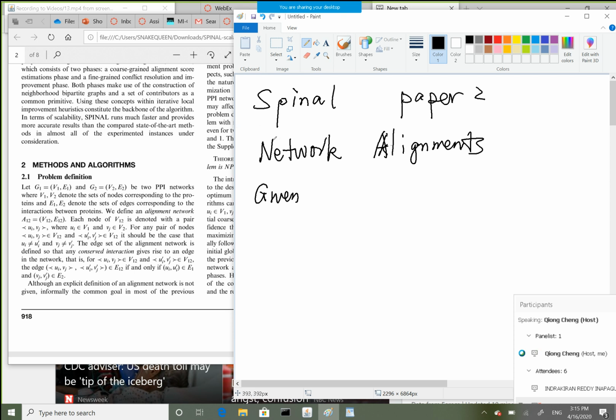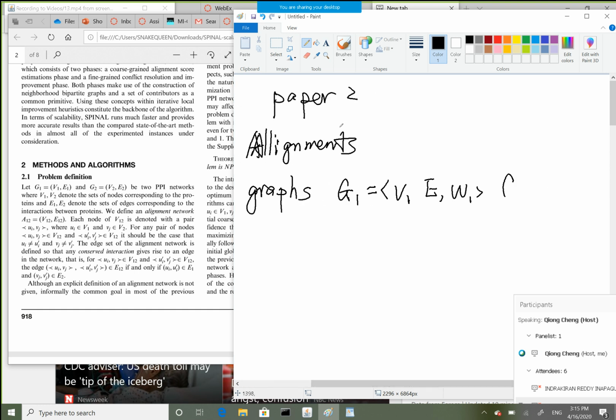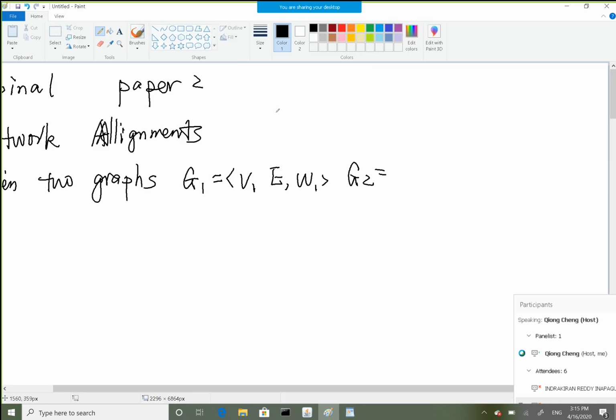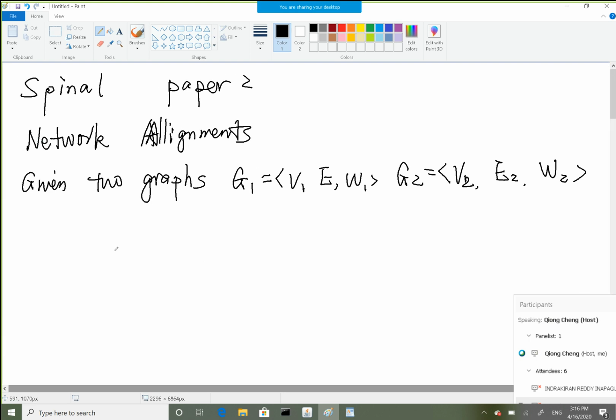Just like what we say on the screen, that is one of the graphs. So given two graphs, G1 equal to V1, E1, and usually we have weight, W1. And then we have G2 equal to V2, E2, W2. Each graph corresponds to one of the protein networks, right?